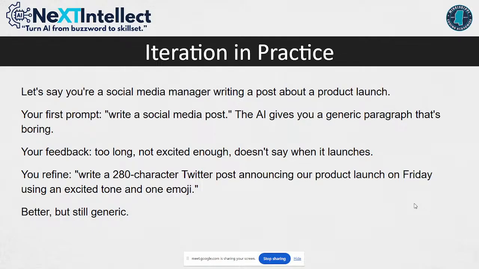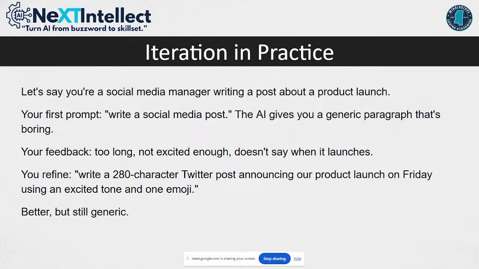Iteration in practice. Let's say you're a social media manager writing a post about a product launch. Your first prompt could be: write a social media post. It's probably going to give you a generic paragraph. So your feedback could be it's too long, not exciting enough, and doesn't say when it launches. Then you refine it by saying write a 280 character post, so giving it a length requirement, giving it which social media outlet, so Twitter, and when the product launch is, and then what the tone is going to be like, and even if you wanted to add something like an emoji.